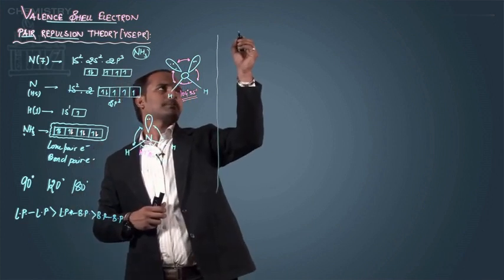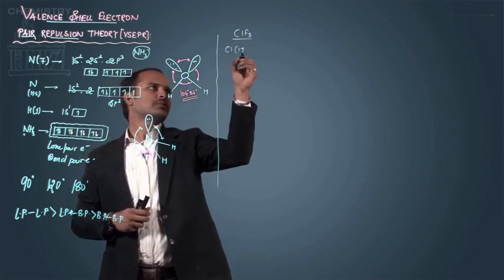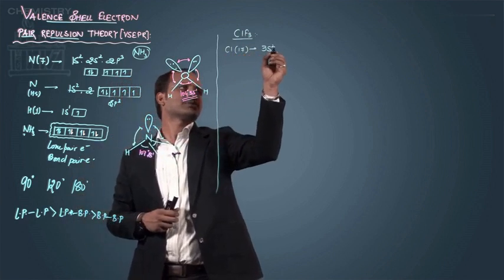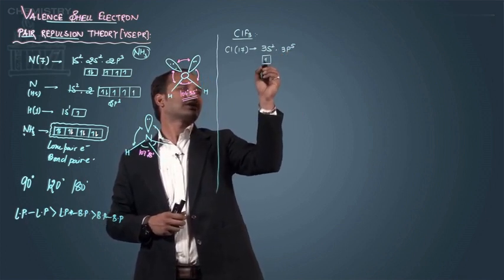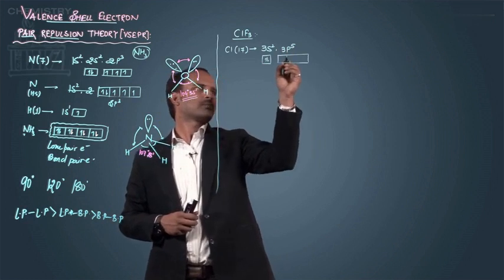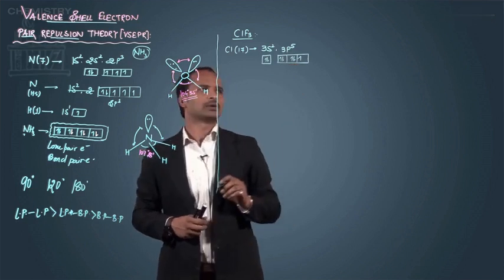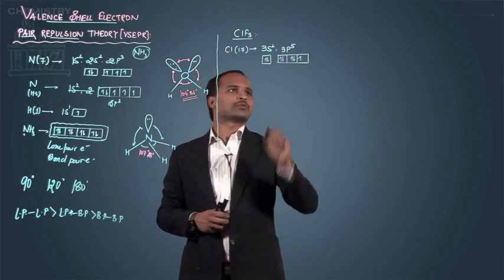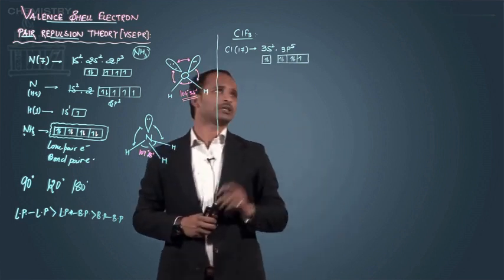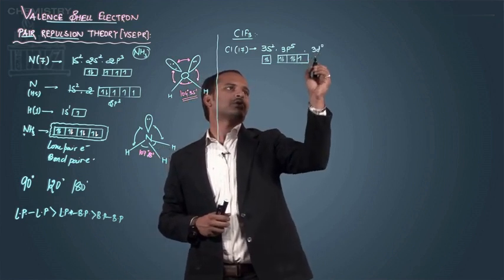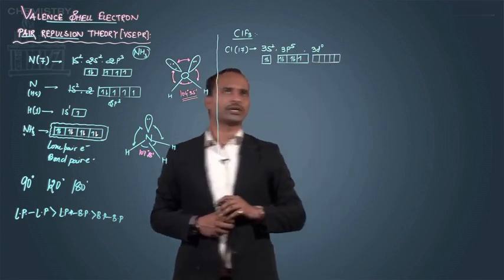the ClF3 molecule. In ClF3, chlorine is the central atom, whose atomic number is 17, and its outermost shell configuration I'm just writing: 3s2 3p5, meaning 2 electrons in the s orbital and 5 electrons in the p orbital. Chlorine has only one half-filled orbital, but in the molecule ClF3 it is forming 3 bonds, so there should be 3 half-filled orbitals. That means there will be one more orbital, the 3d orbital. Currently there is no electron in the 3d orbital.